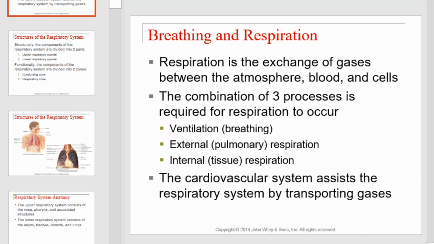To begin, we'll examine the difference between breathing and respiration. Respiration is the exchange of gases between the atmosphere, blood, and cells. The combination of three processes is required for respiration to occur: ventilation, or the act of breathing, followed by external and internal respiration. External respiration is often referred to as pulmonary respiration, while internal respiration is often referred to as tissue respiration. The cardiovascular system assists the respiratory system by transporting gases.